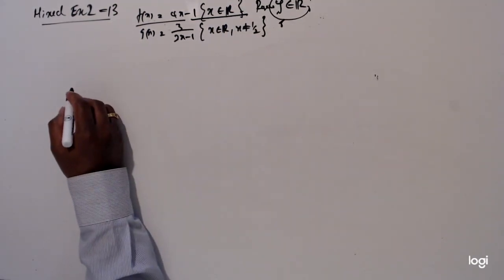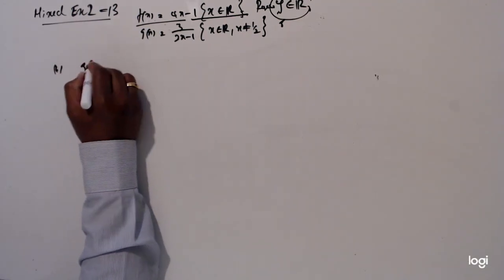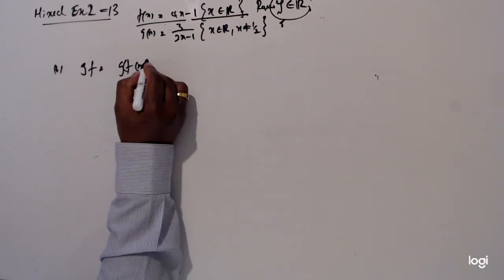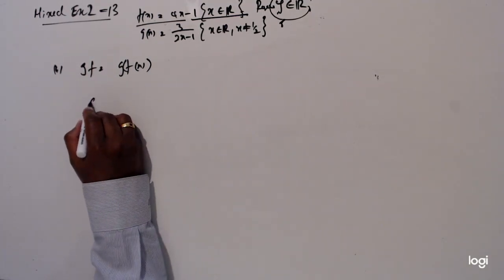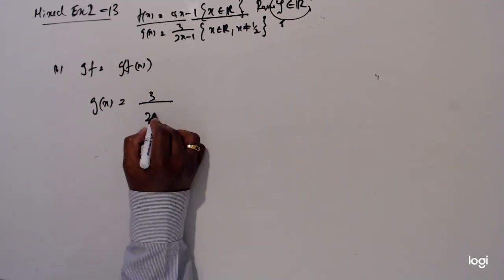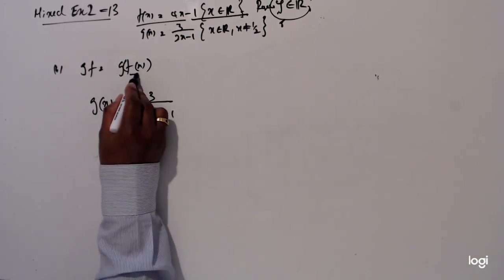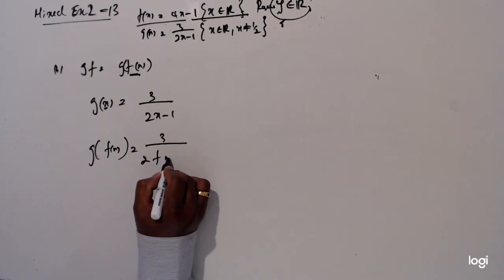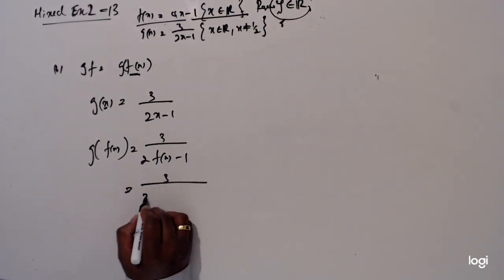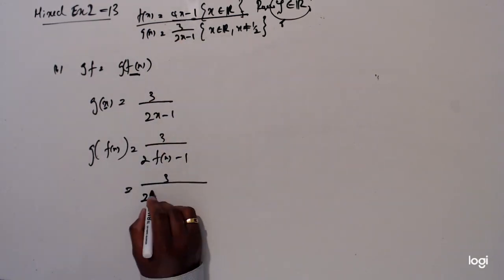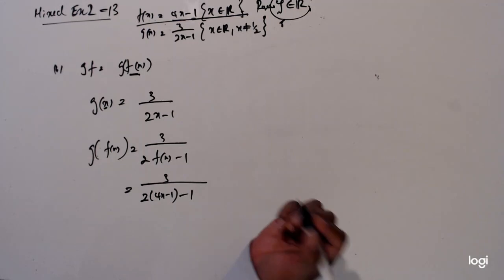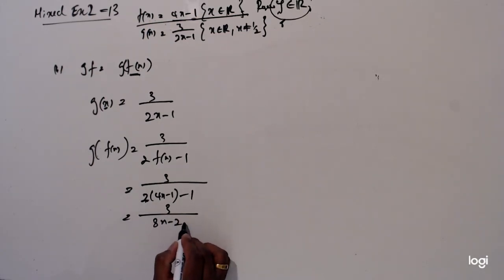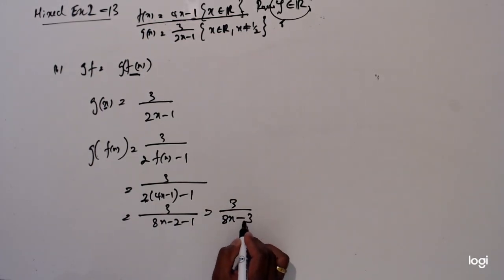Part B, we need to find the composite of g, f. It means g(f(x)). So we write first of all g(x), 3 over 2x minus 1. Then instead of x, we replace with f(x). g(f(x)) equals 3 over 2f(x) minus 1. So 3 over 2 times (4x minus 1) minus 1. When we simplify this one, 3 over 8x minus 2 minus 1, 3 over 8x minus 3.